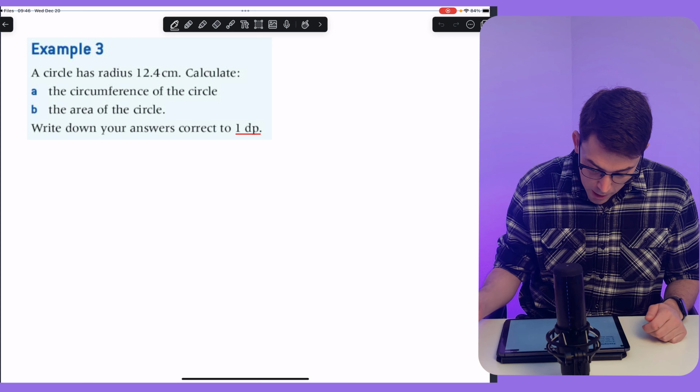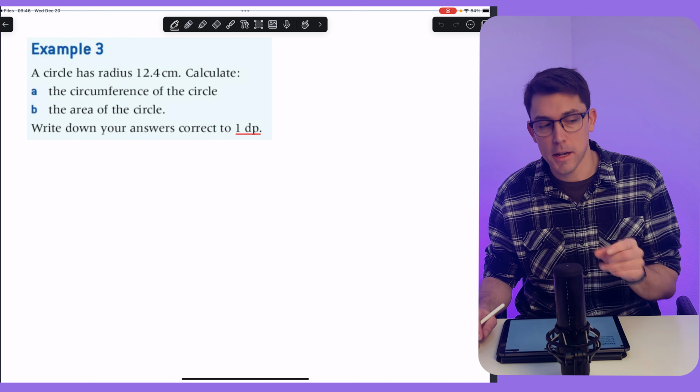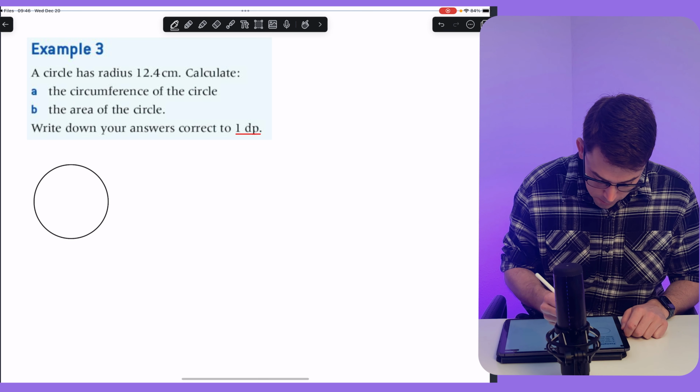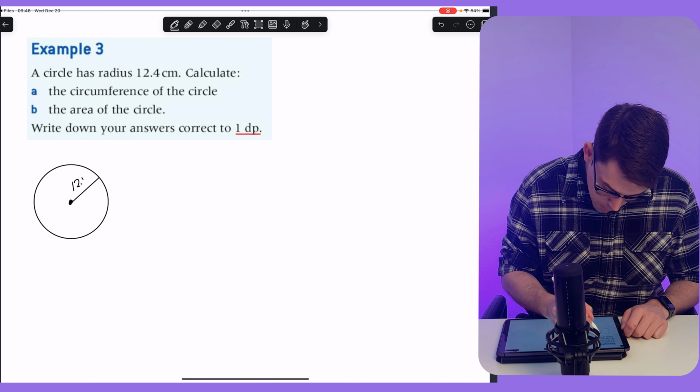Alright, so let's say that we have a circle of a radius 12.4 and we want to calculate the circumference and the area, and we want to write down the answers to one decimal place. Easy enough to kind of draw out. We'll have a circle, and then we want to have the radius be 12.4.